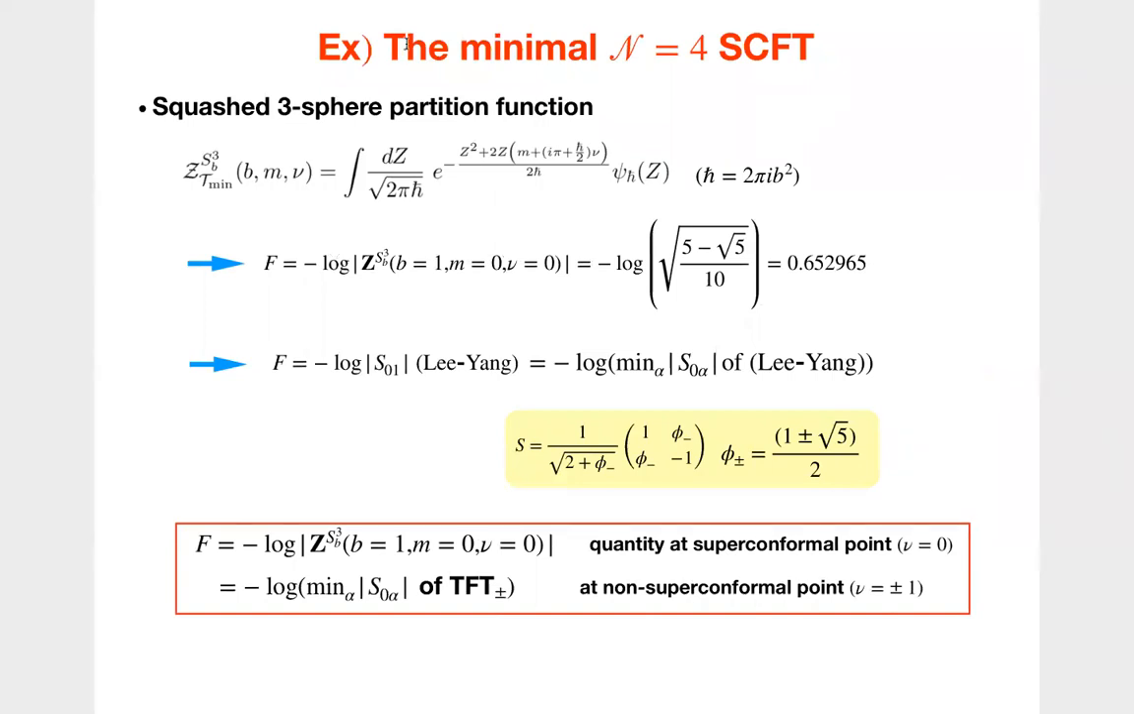So let me check this relation for the simplest example case. The squashed Bachian function can be written in this way, and if we compute F, then we obtain this value. And we found that in this theory, the corresponding topological field theory is given by the Lee-Yang model. And we know the full S matrix of the Lee-Yang model. And then one can check that this F computed using localization is exactly the same as the F computed by our dictionary. So in this way, we can confirm this dictionary in a very non-trivial way.